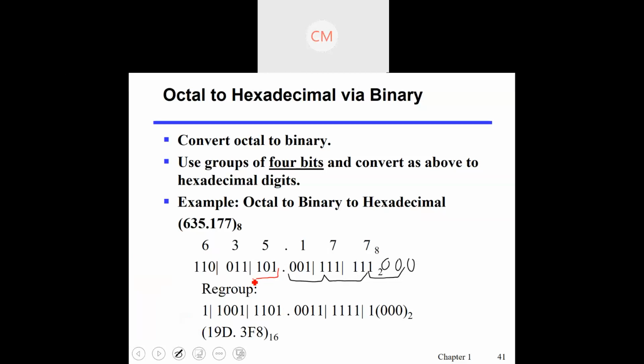So this is the first, this is the second, and this is the third, and I also add zeros to it to make it 4 digits. Now, after you regrouped, you start by converting, taking 4 digits to write them in hexadecimal. So this is a 3, this is an F, and this is an 8, right?